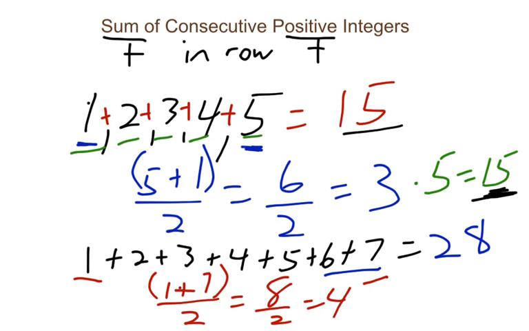And then how many numbers do I have now? Well, it went all the way up to 7, right? So I have 7 numbers. So 4 times 7 gives me 28. So it does work every time. We've proved it.